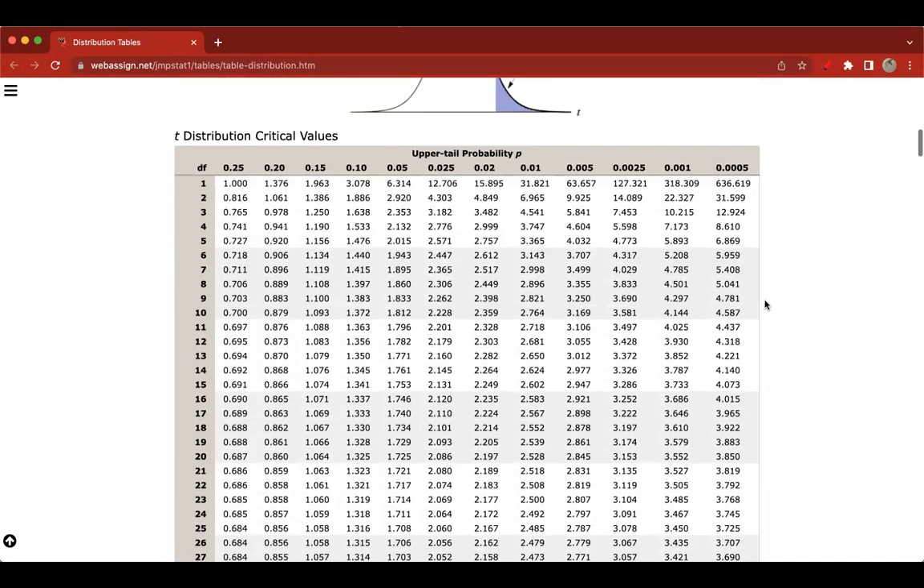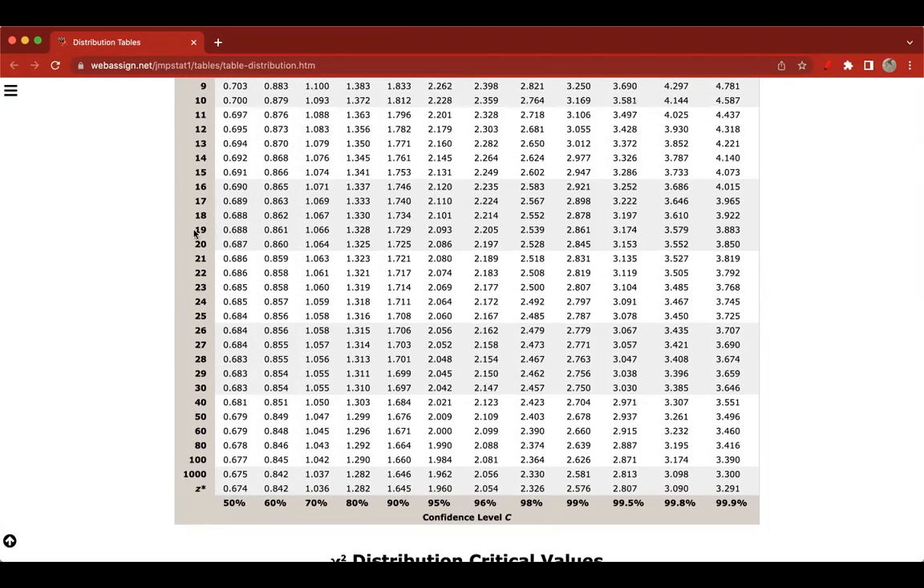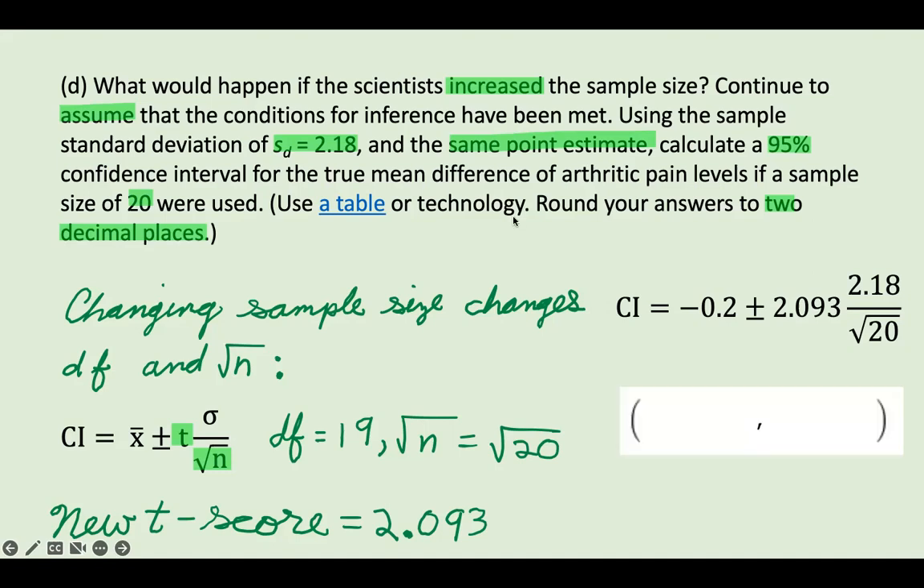Again, here we have our t-distribution critical values, and we're looking for degrees of freedom 19 at a 95% confidence interval. Scroll all the way down. So that'll be a value of 2.093. Confidence interval of negative 0.2 plus or minus 2.093 times 2.18 over root of 20. So basically that's a confidence interval of negative 1.22 to 0.82.